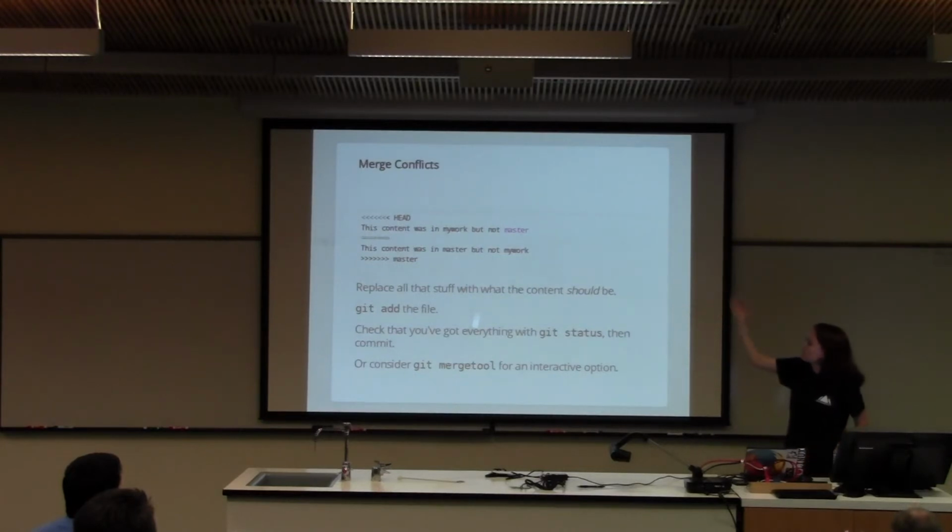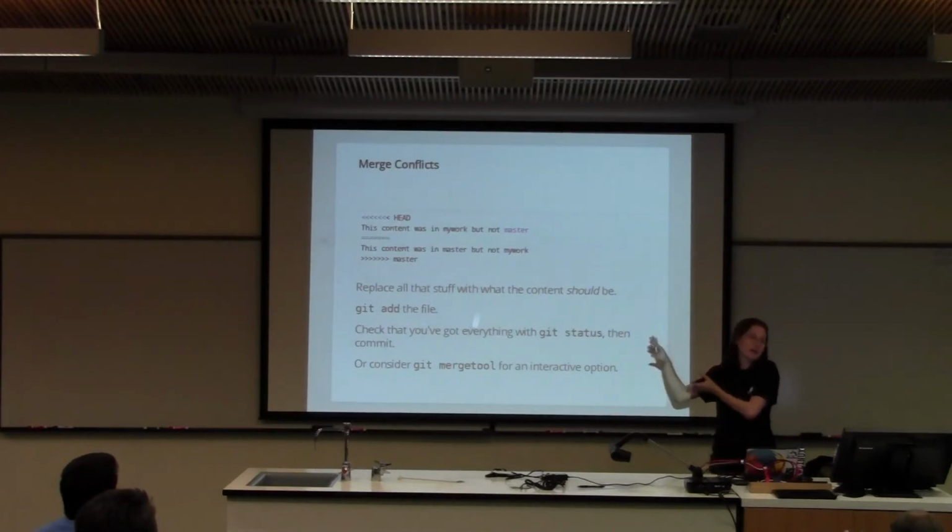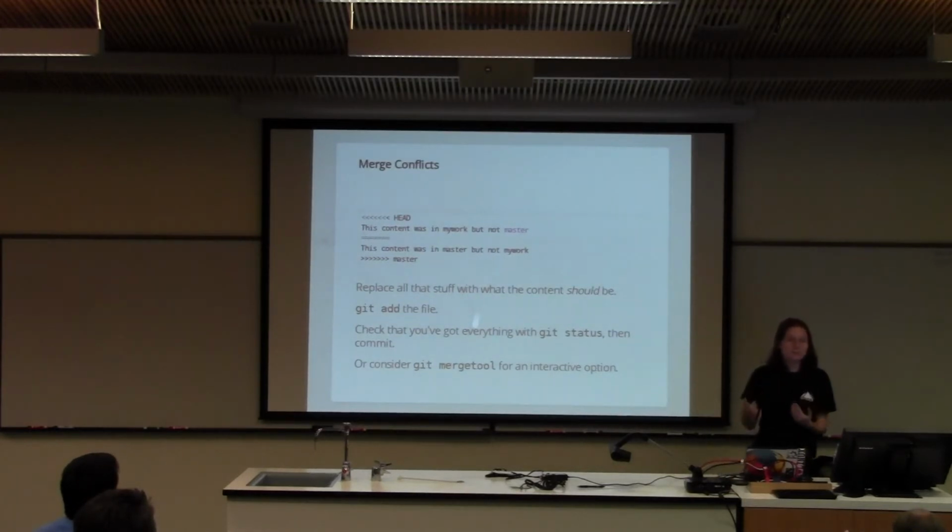So how do you know what it should be? You have to actually think about it. You have to look at the project, maybe even run your tests, figure out what it should be. Delete all the chevrons, everything except the correct content. So just manually make the file right, and then save it, git add it, check that you got all of those conflicting files with git status, and then commit those changes.